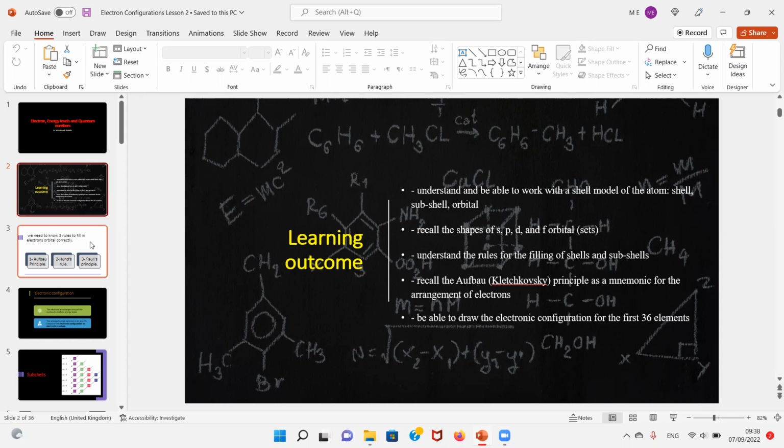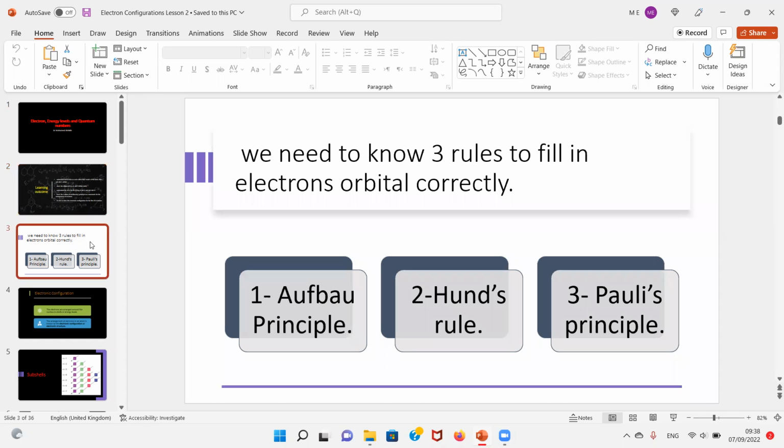in the periodic table. So to complete the electronic configuration, or the electronic distribution of electrons in the shells, subshells and orbitals, we need to know three rules. And these are the Aufbau principle, Hund's rule, and Pauli's exclusion principle. We will come to know these one by one.